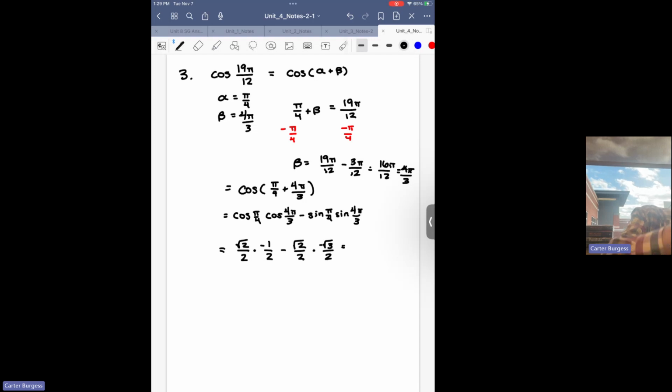I get that this is root 2 over 2 times negative 1/2, which is going to be a negative root 2 over 4. Negative root 2 over 2 times negative root 3 over 2, positive root 6, all divided by 4.